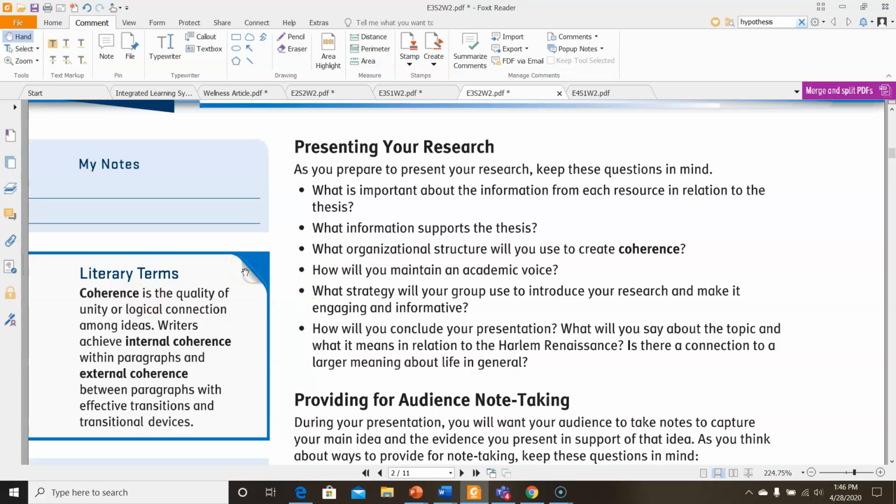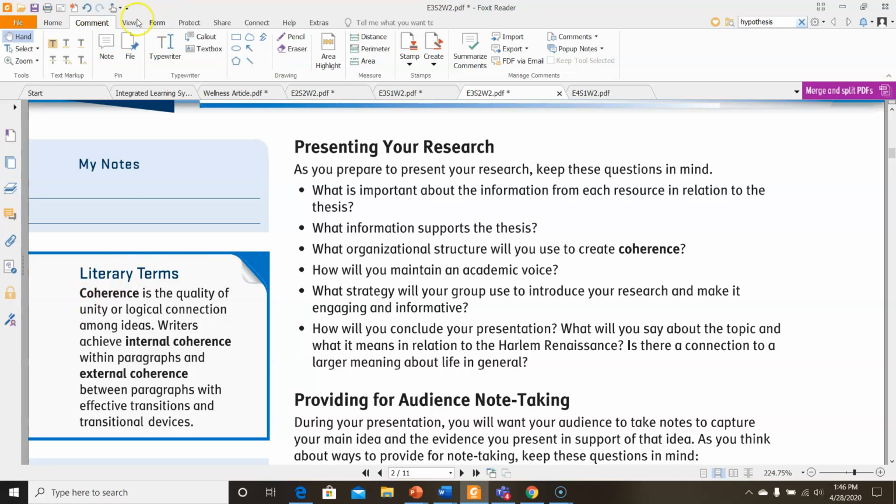How will you maintain an academic voice? What strategy will you use to introduce your research and make it engaging and informative? How will you conclude your presentation, and what will you say about the topic and what it means in relation to the Harlem Renaissance? Is there a connection to a larger meaning about life in general?